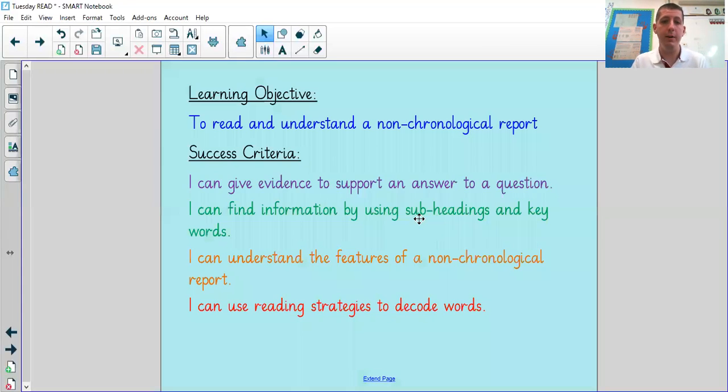So today, we are going to be reading and understanding a non-chronological report. So to be successful in today's lesson, we're going to see if we can use some reading strategies to help us decode words. We're going to see if we can understand the features of a non-chronological report. We're going to see if we can find information by using subheadings and keywords. And we're going to see if we can give evidence to support an answer to our question. So not just guessing, not just saying, oh, I think the answer is this, but finding that evidence in the text and using it to help us to support our answers.